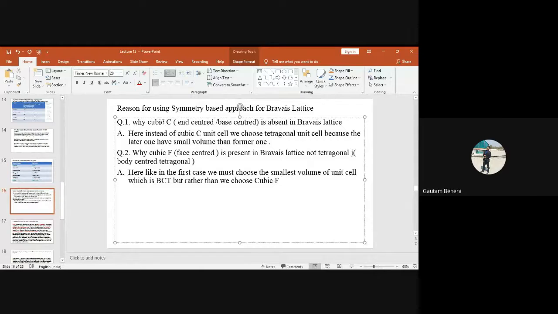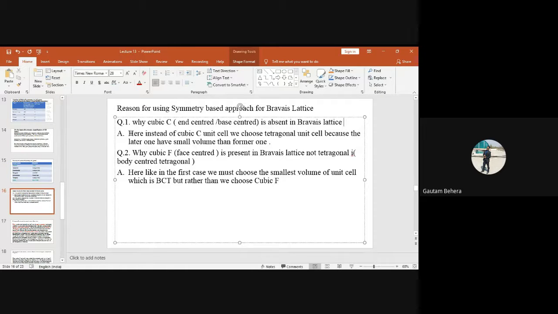So why are end centered or base centered cubic absent in Bravais lattices? You are getting the question. See, in the cubic crystal system, we have only 3 Bravais lattices. One is simple cubic or primitive, one is face centered, one is body centered. But end centered, base centered are absent. So that is the question.